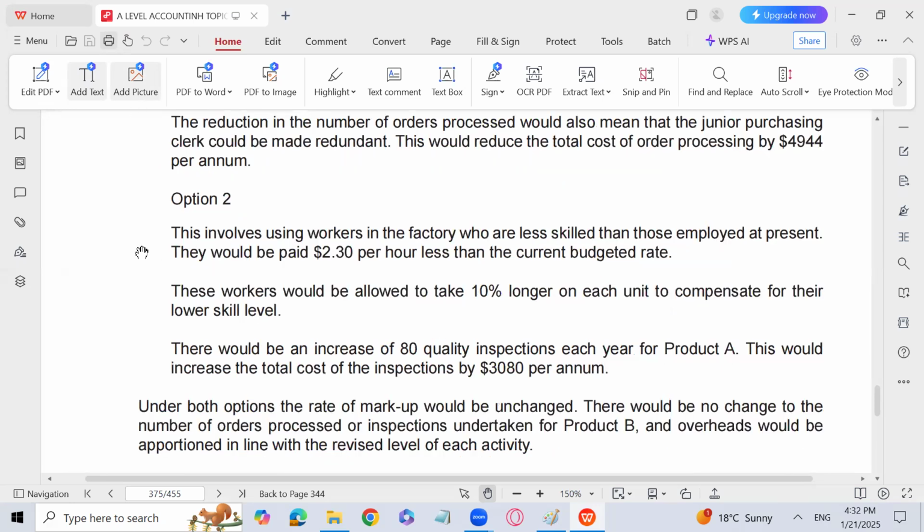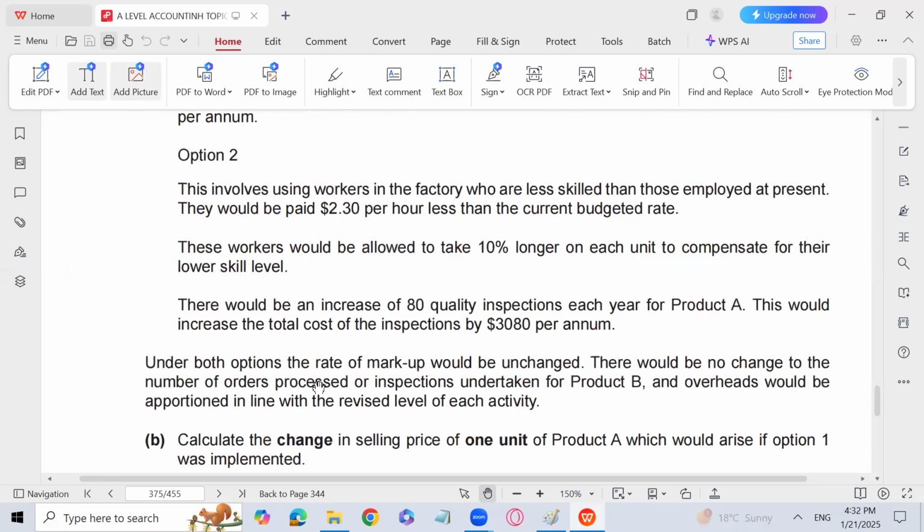Here it is written: under both options, the rate of mark-up would be unchanged. There would be no change to the number of orders processed or inspections undertaken for product B, and overheads would be apportioned in line with the revised level of each activity. Because of the revised level of each activity, we will apportion overheads according to that criteria.